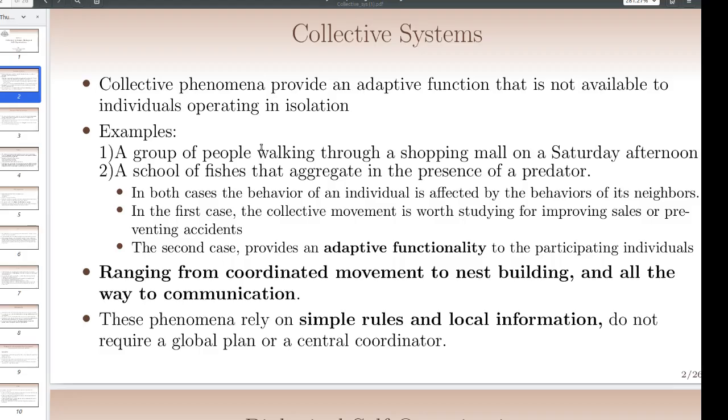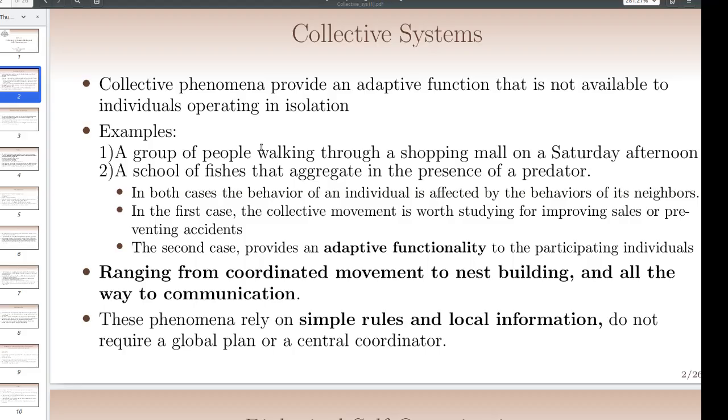Collective systems exhibit collective phenomena or collective behavior, which provides an adaptive function that is not available to the individuals operating in isolation. Examples are a group of people walking through a shopping mall on a Saturday afternoon and a school of fishes that aggregate in the presence of a predator. In both cases, the behavior of an individual is affected by the behaviors of its neighbors.